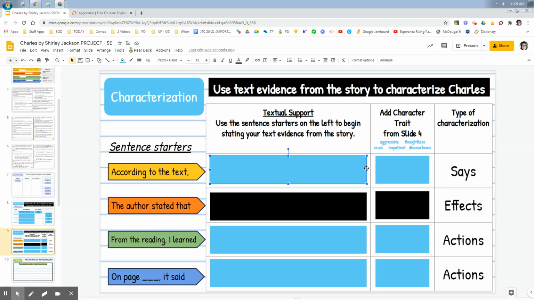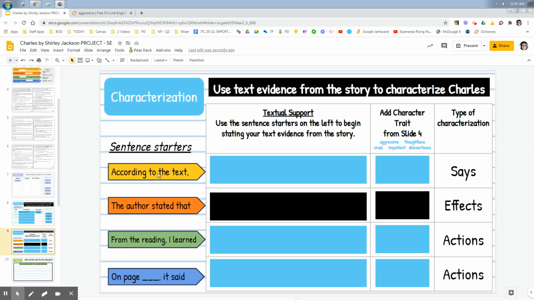So we're finding something that he says, because it says right here, says, finding something he says in the story to help us understand whether or not he's an aggressive person, a thoughtless person, a cruel person, impatient, or discourteous. So we're using those 5 words that you looked up from slide 8 to help use vocabulary words to describe Charles. So how we get started on this is you see on the left that there are 4 sentence starters.